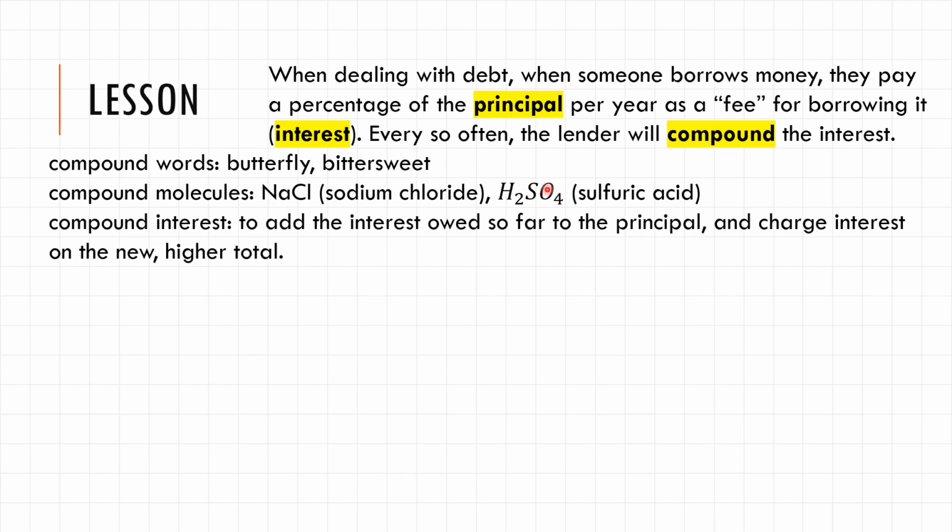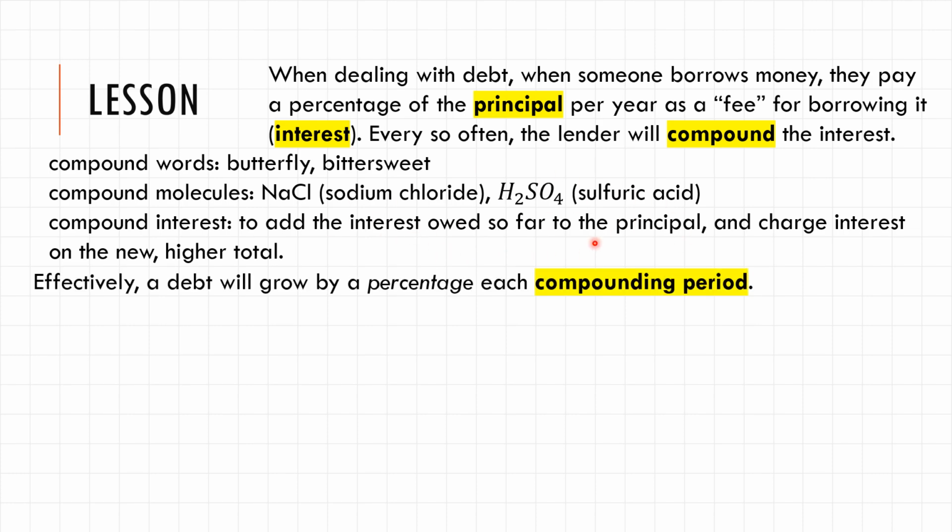Compound, to compound interest, means to combine, right? So here we're combining two words to make one word. Here we're combining two particles to make one molecule. And with compound interest, you're combining the interest that is owed so far to the amount that was borrowed at the start, the principal. And now you're going to charge interest as if the whole thing together is money borrowed. What that's going to do is the debt is actually going to grow by a percentage every single time, not by a very specific amount like simple interest does.